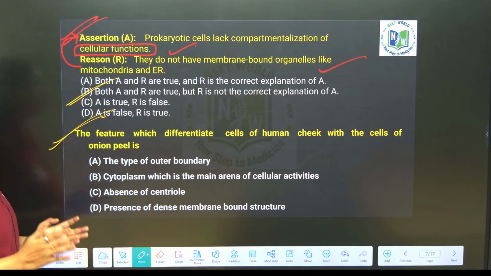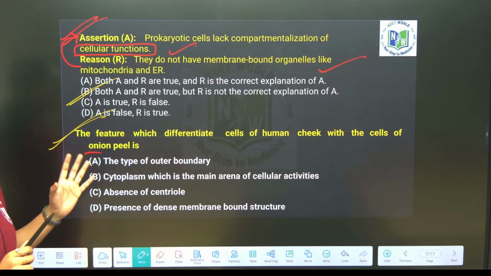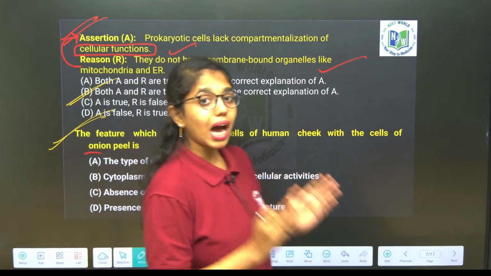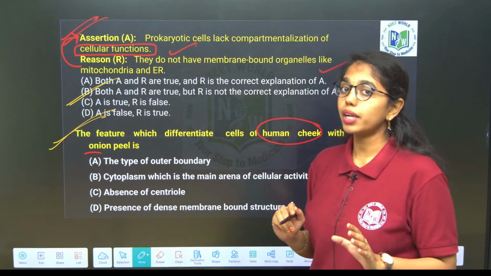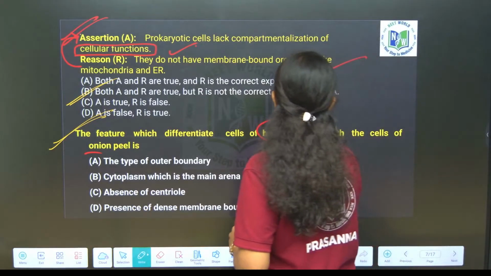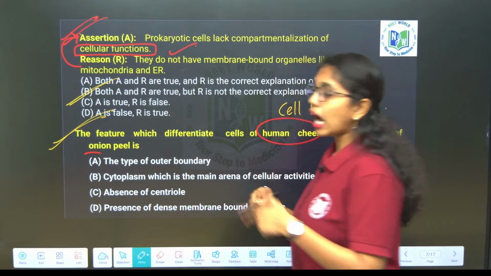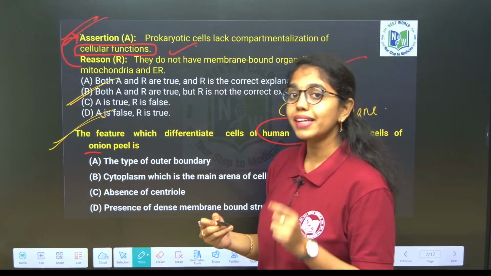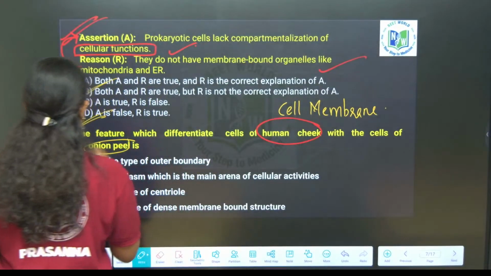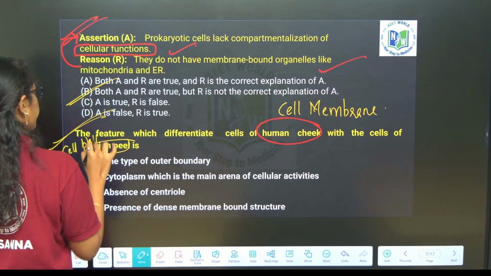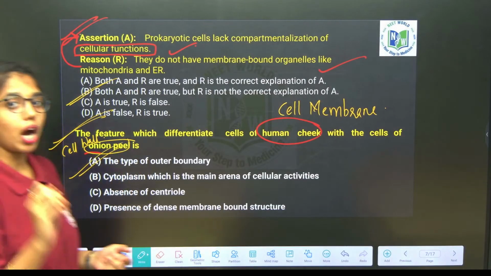The feature which differentiates cells of human cheek and the cells of onion peel, undoubtedly it will be what? Outer boundary. The outer boundary of an animal cell, that is the human cheek cell, is the cell membrane, or plasma membrane. And the outer boundary, or limiting boundary, of an onion peel cell is the cell wall over the cell membrane. So what is our answer over here? This is based on the type of outer boundary.